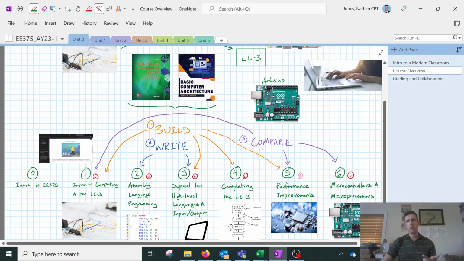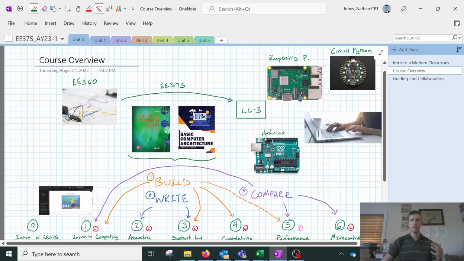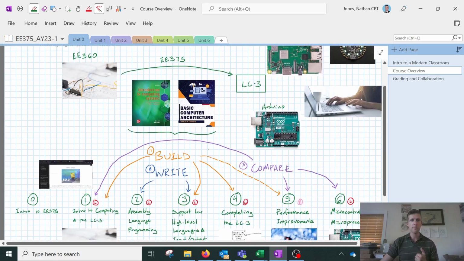And then lastly, we're going to effectively compare the LC3 to other computers that I'll introduce to you. In that way, we'll get a perspective of the landscape of computer architecture, and what differentiates the LC3 from these other computers you see here on the screen.